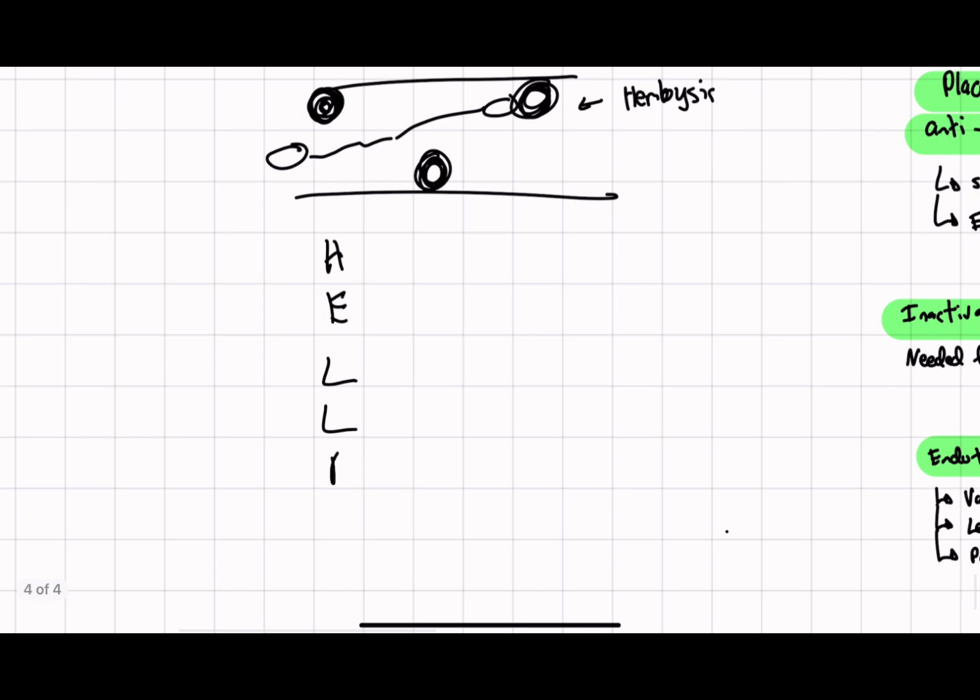HELLP. This stands for hemolysis, okay? And this stands for elevated liver enzymes and low platelets. Right? And that makes sense.